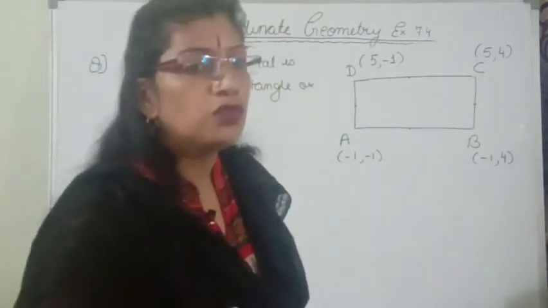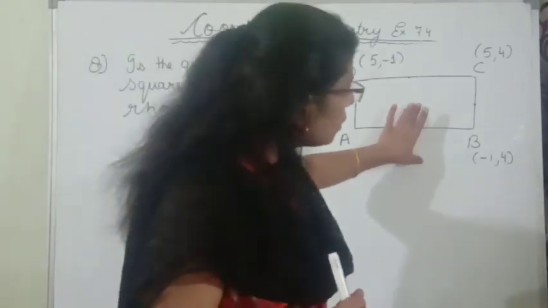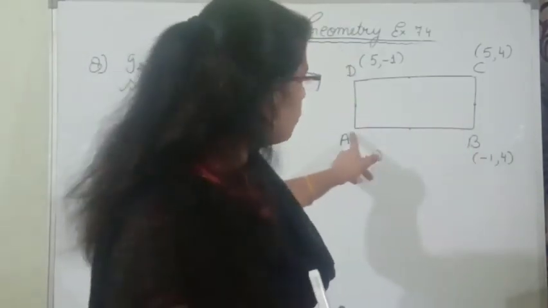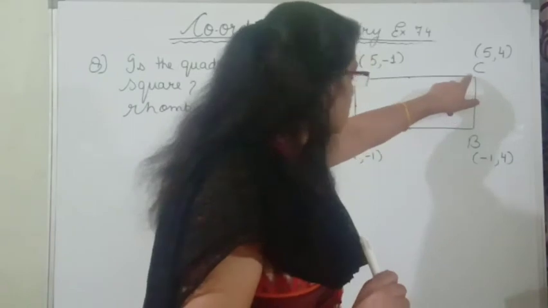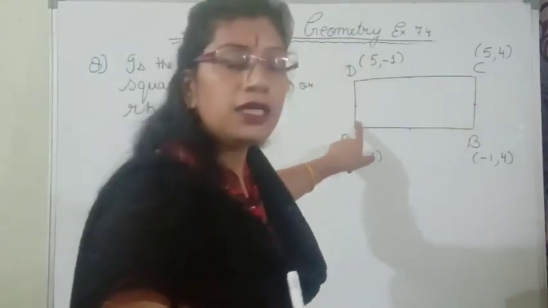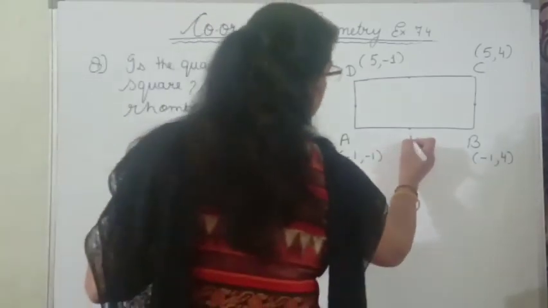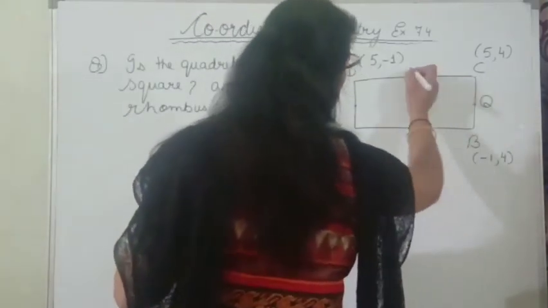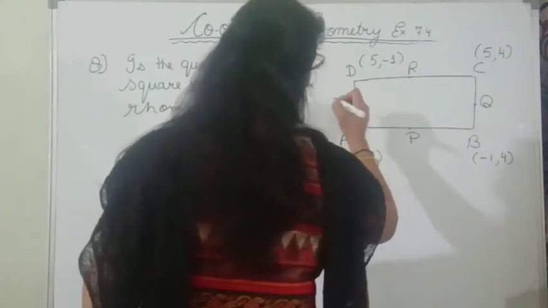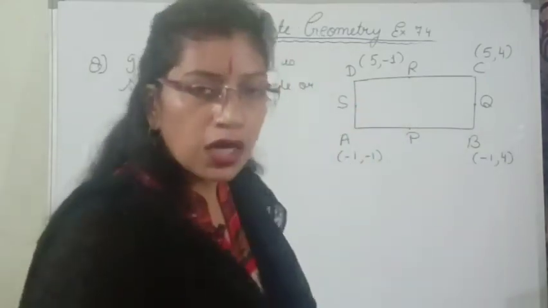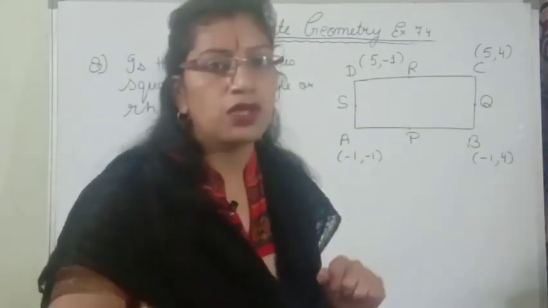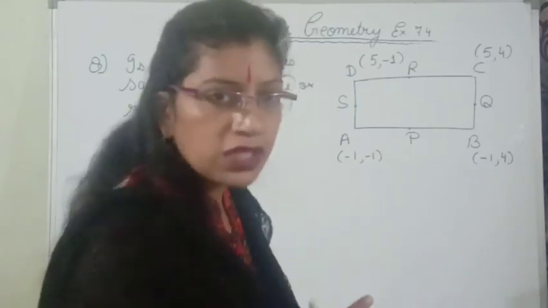Now what is given to you? You are given that P, Q, R, S are the midpoints of sides AB, BC, CD and DA respectively. So the midpoints are given to us. This is the midpoint P, this is the midpoint Q, this is the midpoint R, this is the midpoint S. This is given to us. So can we find the coordinates of these points?